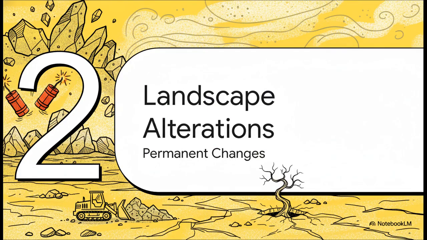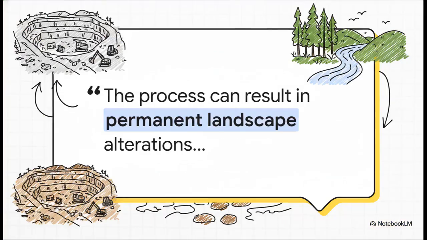Which brings us to section 2, permanent landscape alterations. Let's see how this intense extraction builds into a long-term problem for the surrounding environment. Because obviously, once you've blasted rock out of the ground, you can't exactly just glue it back together. And the official standard explicitly recognizes the severe, enduring consequences of these activities. It literally notes that the process can result in permanent landscape alterations. This isn't like a temporary downtown construction site where the scaffolding eventually comes down and everything goes back to normal. No, a quarry permanently changes the physical topography and the biodiversity of that area.